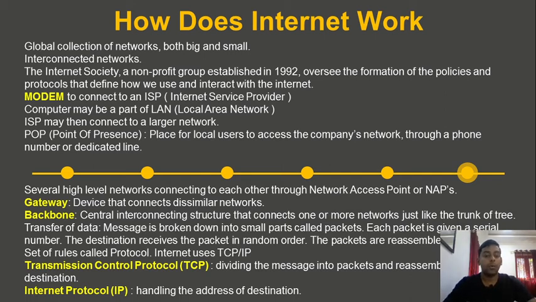Let's move on to the set of rules, that's called a protocol. The internet uses TCP/IP, Transmission Control Protocol and Internet Protocol. TCP is the protocol that divides the message into packets and reassembles them at the destination end. Then Internet Protocol handles the address of the destination, so the header part is all about Internet Protocol. So this is how the internet works. Hope you get it.